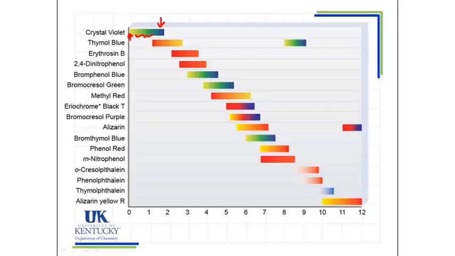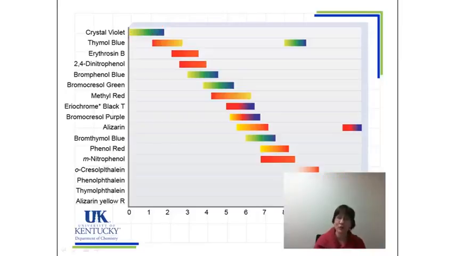This indicator would not be a good indicator for a titration between a weak acid and a strong base because those are above 7. So it would be a terrible one for that. So you have to choose an indicator that changes color in that upward slope.